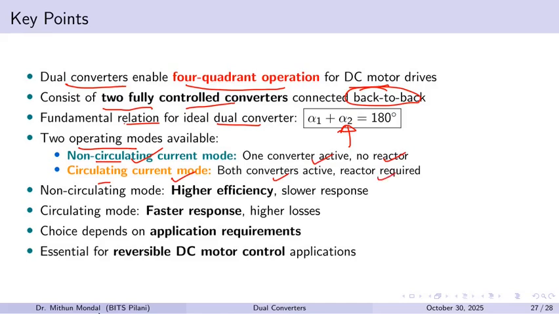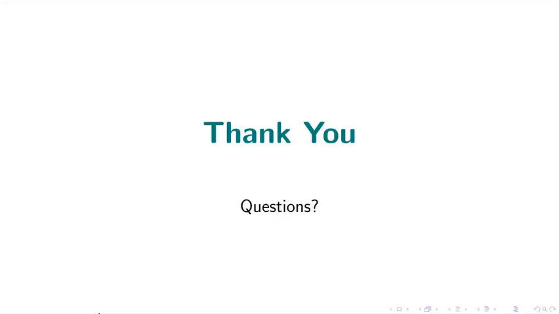Reactor will be required. The non-circulating mode, although it has higher efficiency, will have slower response. Circulating mode will have faster response, but higher losses because of the reactor. So the choice will depend on the application requirement, and it is very essential for reversible DC motor control applications. With this lecture, we have completed the entire set of lectures on controlled converters. Now we will go with other topics like choppers and inverters.